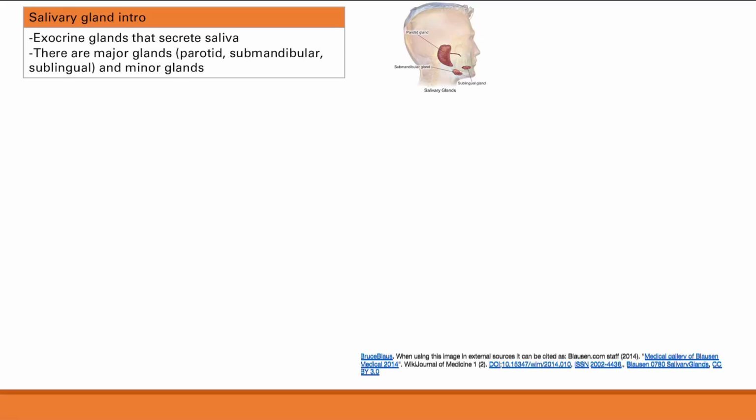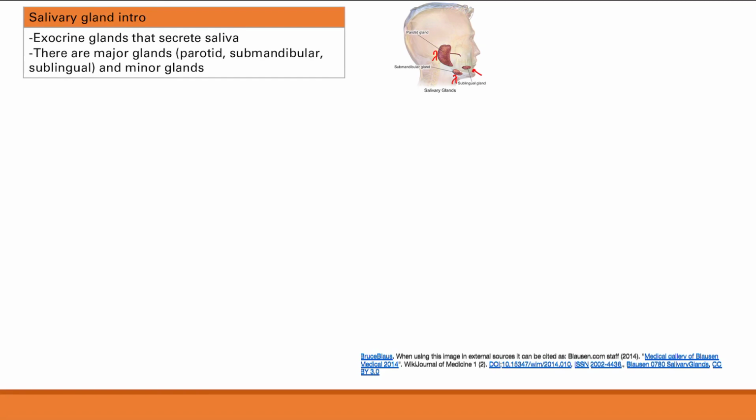So now we're going to go into pathology of the salivary glands. Salivary glands are exocrine glands, and their function is to secrete saliva. And we have many glands. We have some major glands, specifically the parotid gland, and then we have the submandibular gland, which is right here under your mandible, and then you have the sublingual gland under your tongue. Then you also have many tiny glands. These are the minor glands, tiny glands throughout the oral mucosa, and all of them secrete saliva.